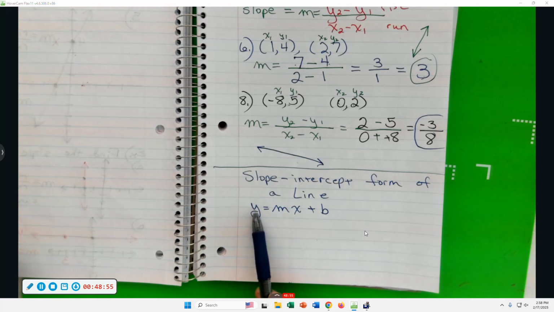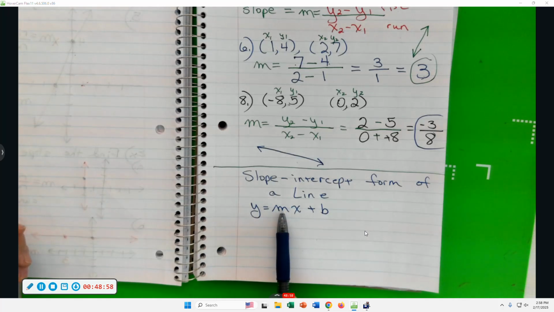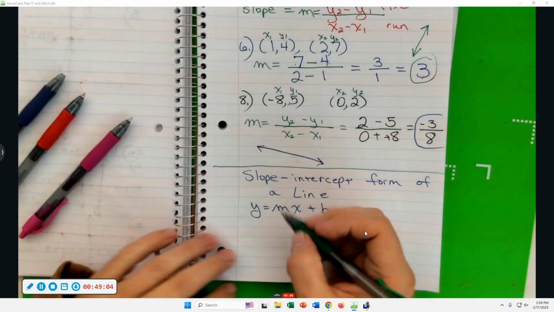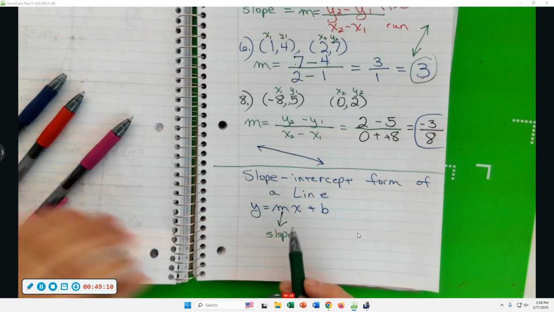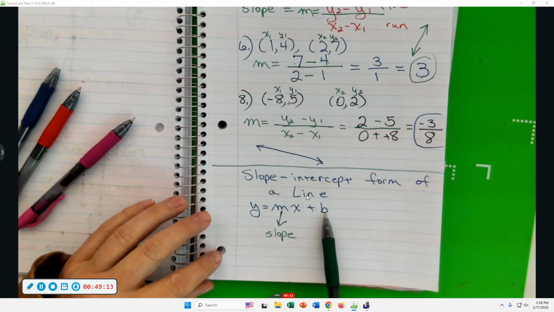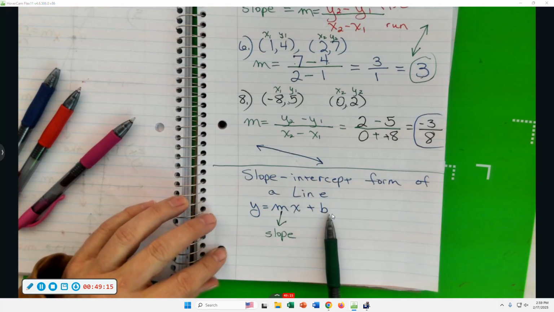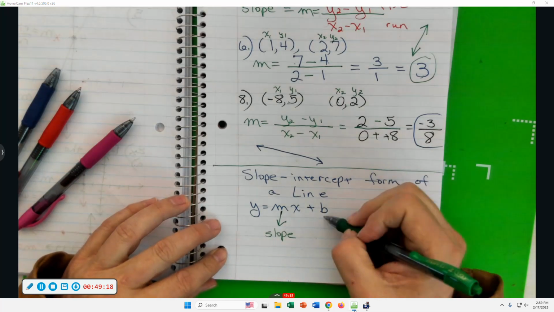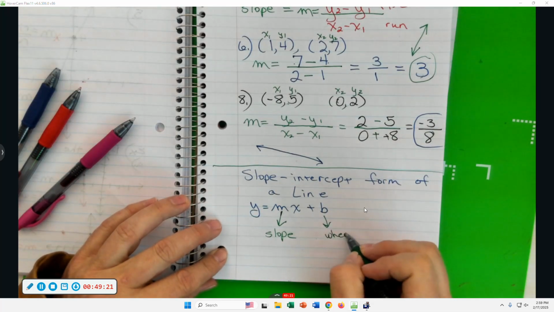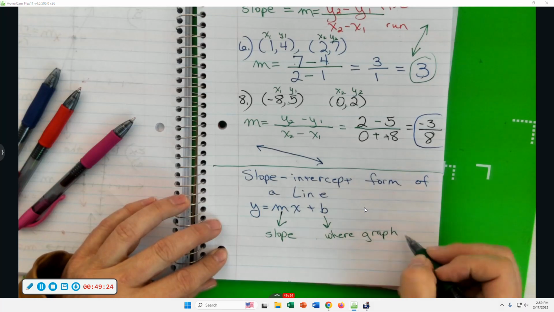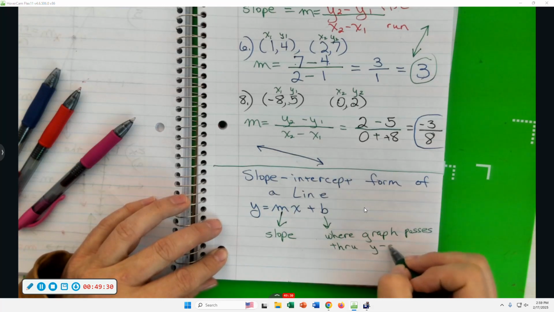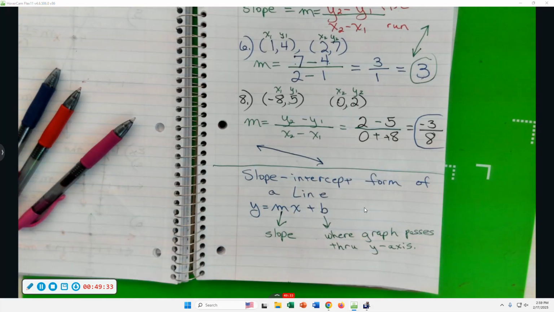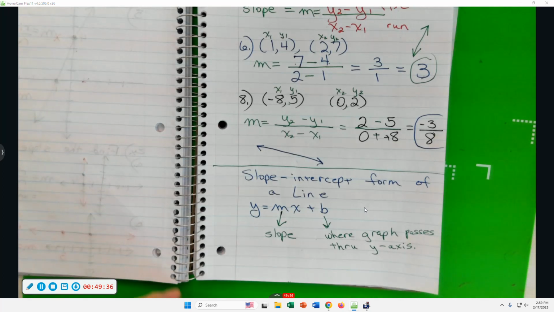If you solve the equation for y, that number in front of x is going to wind up being the slope. And that will always happen. If you solve for y, the coefficient of x is the slope. That's why I use that m there. And this number here is going to tell you where the graph passes through the y-axis. I know that's not how you spell through, so I'm just trying to be short.